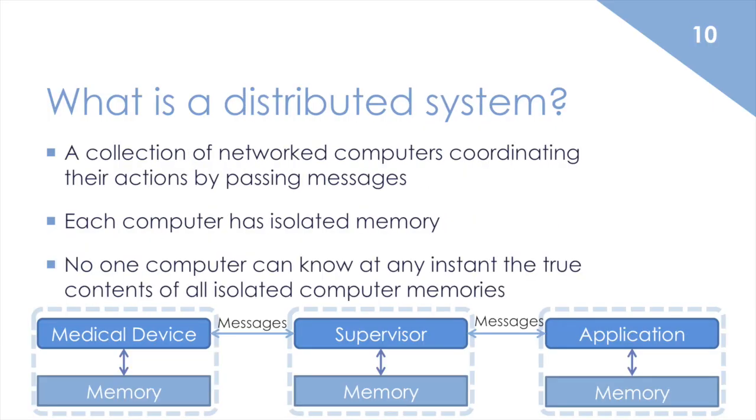And the distinction when we get into distributed systems is that the nodes of this distributed system do not share a common system memory. In this case, the only way that computer nodes of the network can find out about the state of other nodes is by sending messages. As a consequence, no one computer or computing device can know at any instant the true contents of all the isolated computer memories.